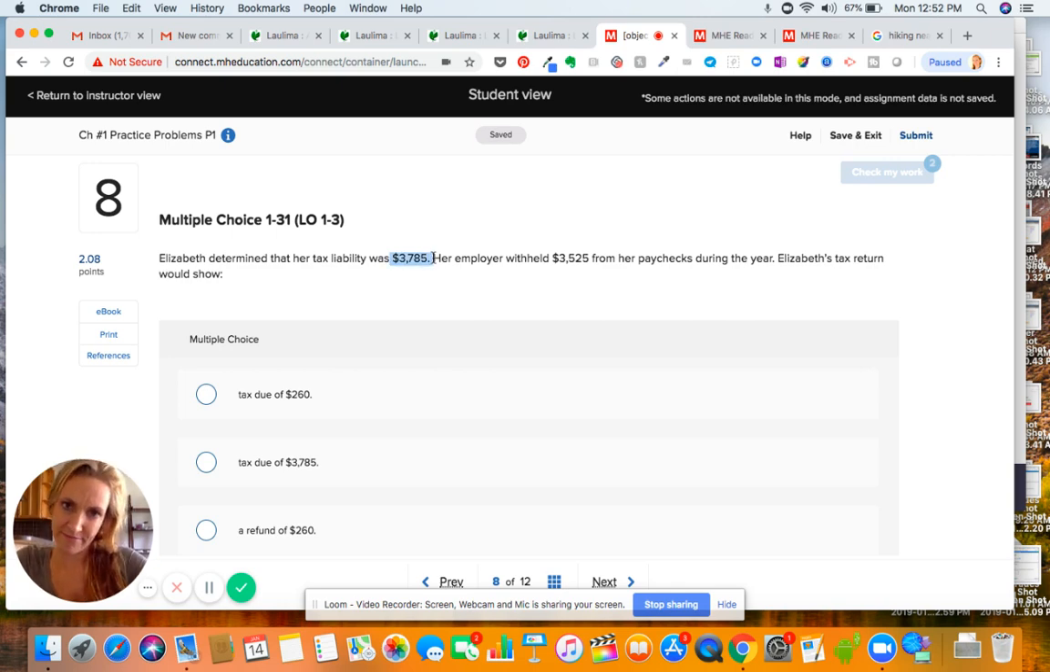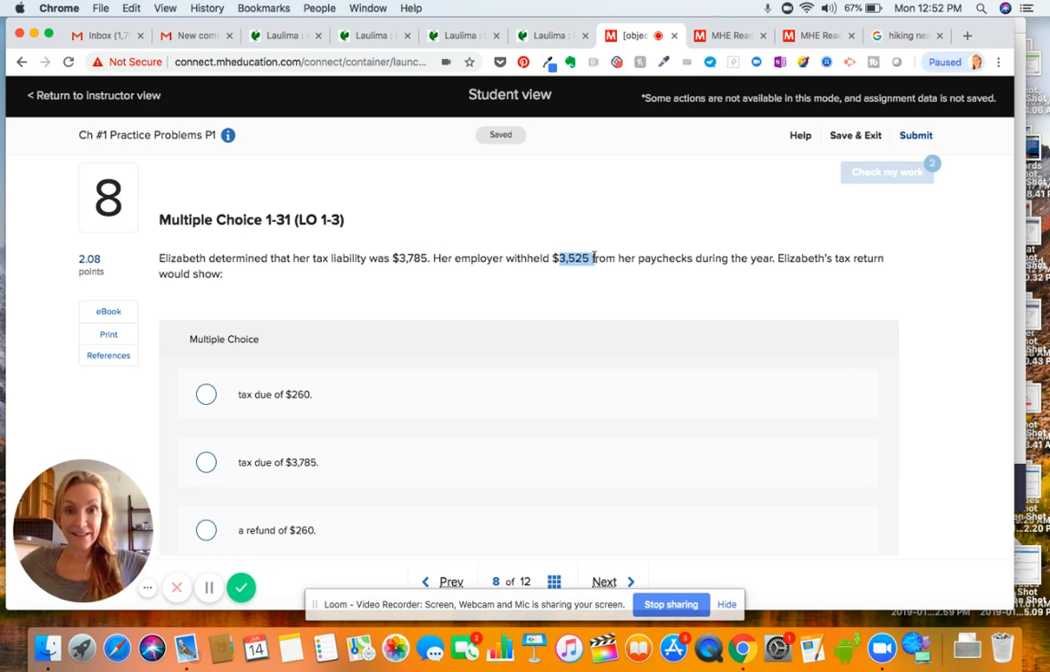How did she determine that? Think about it. She filled out her tax return on April 15th, 2018, for 2017. However, during 2017, her employer withheld $3,525 from her paychecks. So she has an actual amount due of $3,785. Her employer withheld $3,525. What is the result?